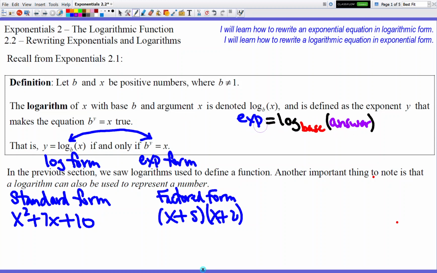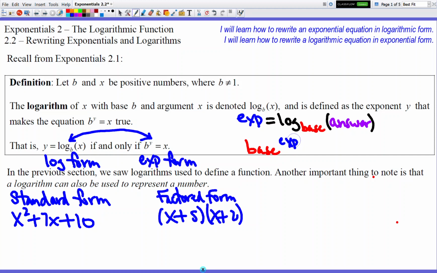Okay, and when I write exponent form, I'm going to use the words as well. So let's see, I used red for the letter b, so base. And then the y, I use blue, so that's exponent.